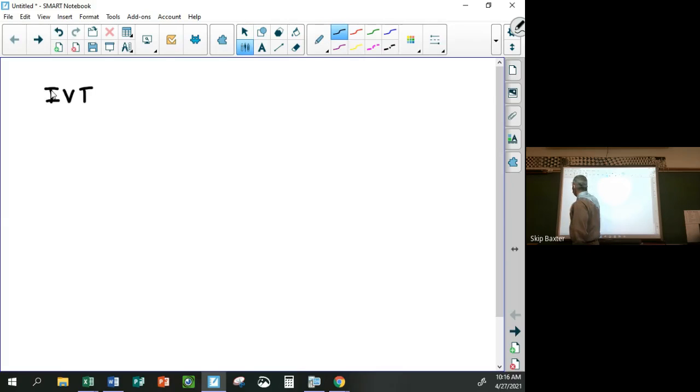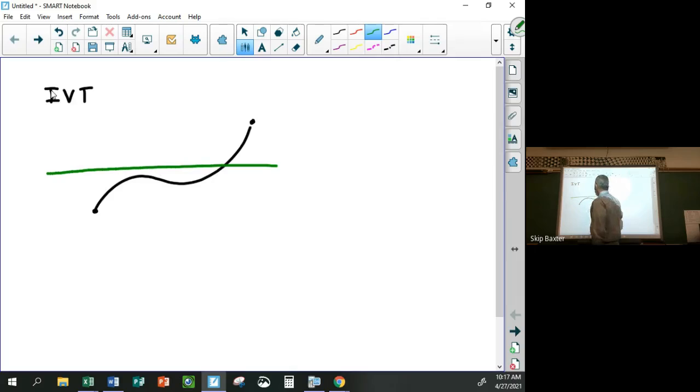It just states that if the function is continuous, you can't get from here to here without hitting every y value in between. All right, so it just states that no matter what, if I take any horizontal line that's between this y value and this y value, any horizontal line at all has to be crossed in order for this to work in a continuous way. That's what IVT says.